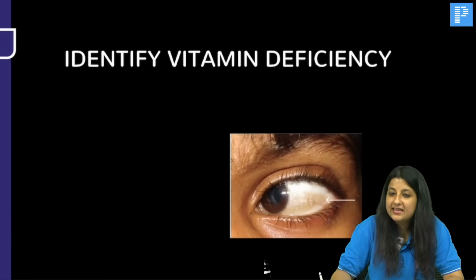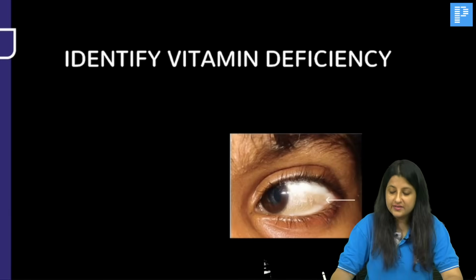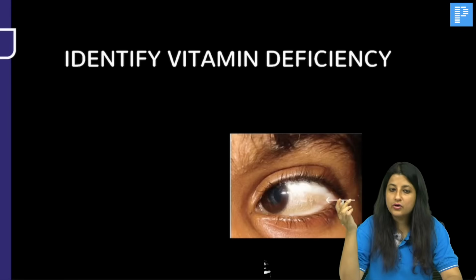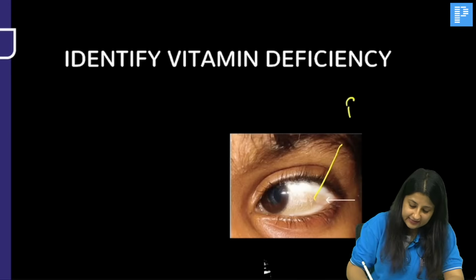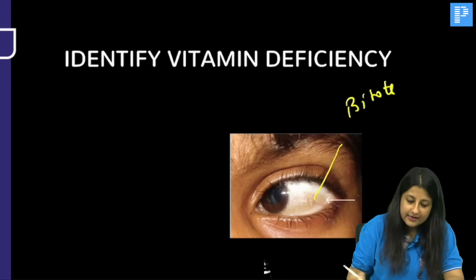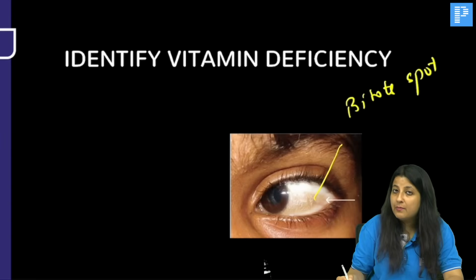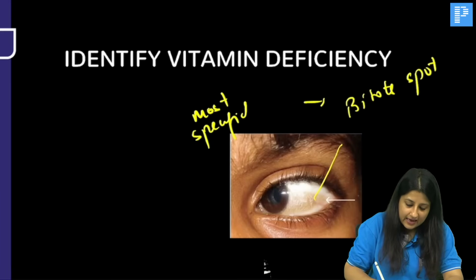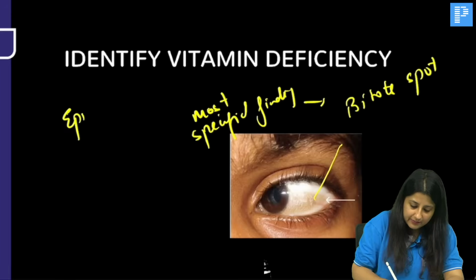Which deficiency can you spot over here? What is the deficiency that you can spot over here? So you can very well see this is Bitot spot. ठीक है? This is Bitot spot, vitamin A deficiency. Now Bitot spot is X1B. This is the most specific finding, the most specific indicator, and this is also the epidemiological indicator.